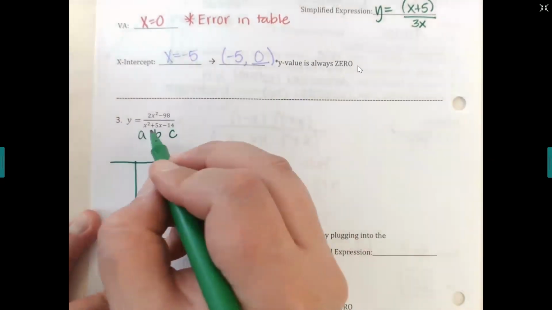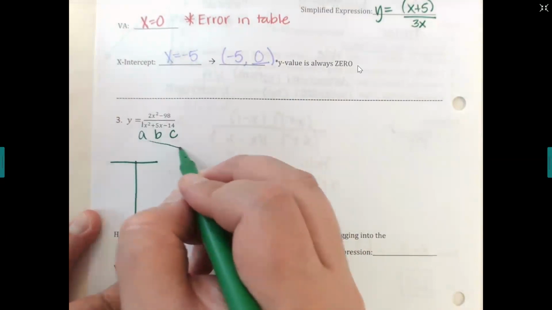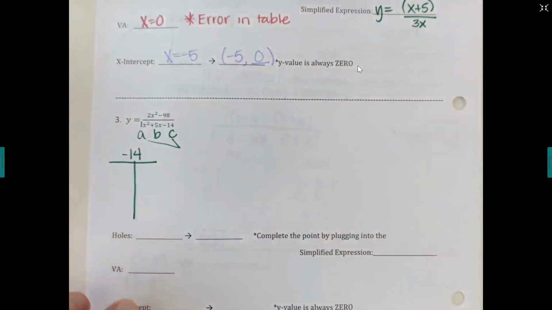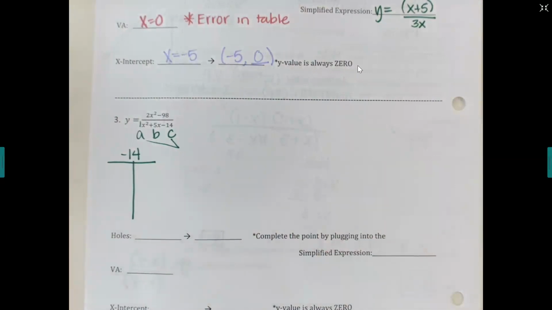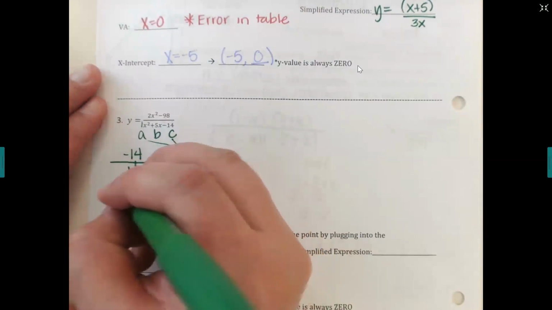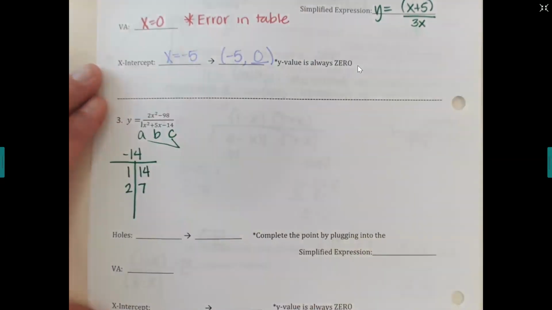And then A times C is going to be 1 times -14, which is -14. What partners do I have for 14? Okay, 1, 14, or 2, 7. Very good. This is an add or subtract chart.